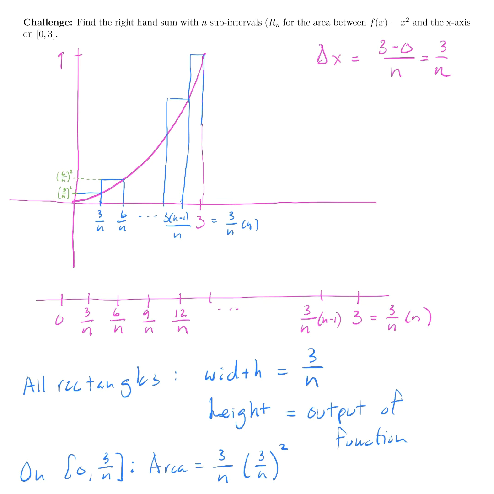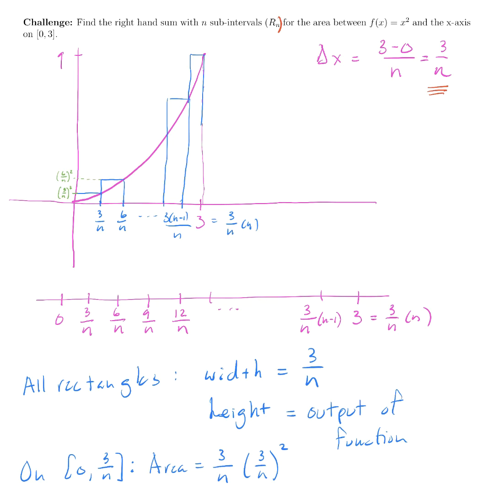So let's find the right-hand sum with n subintervals, Rn, for the area between f of x equals x squared and the x-axis on 0 to 3. Looks like we're missing a parenthesis here. Sorry about that. All right, so I've drawn the function. We're looking from 0 to 3. We looked at this in the introduction. The width of each subinterval is going to be 3 over n.